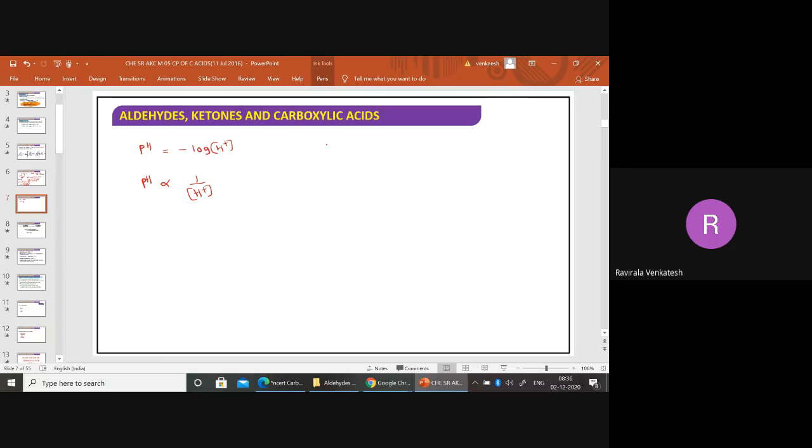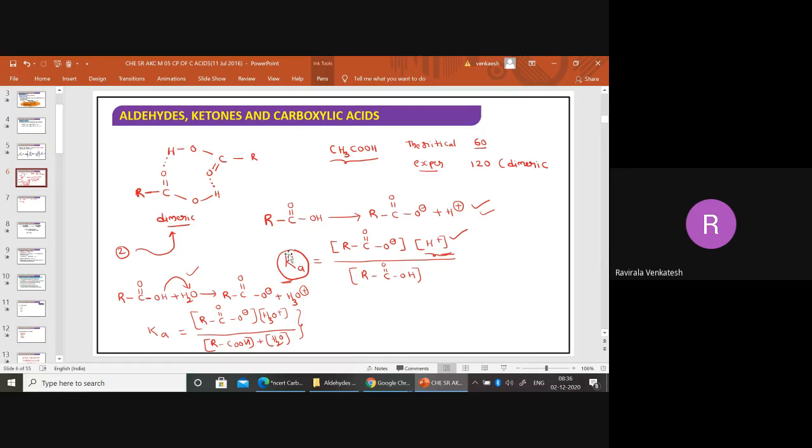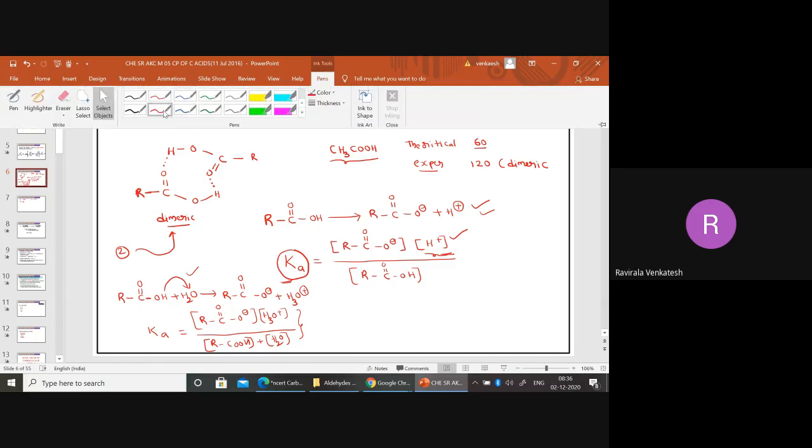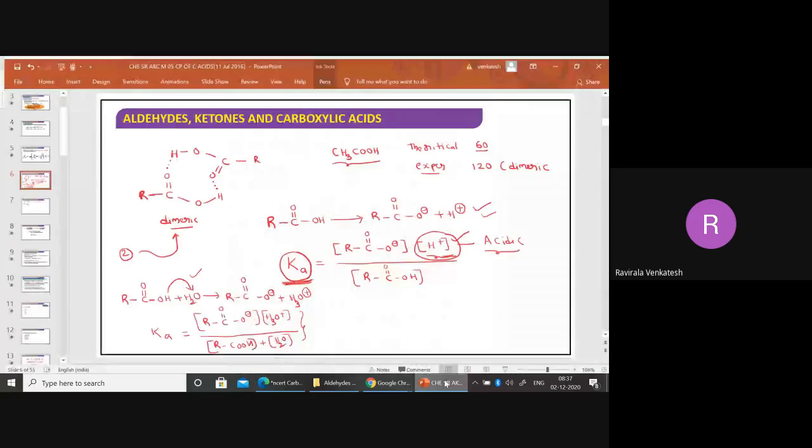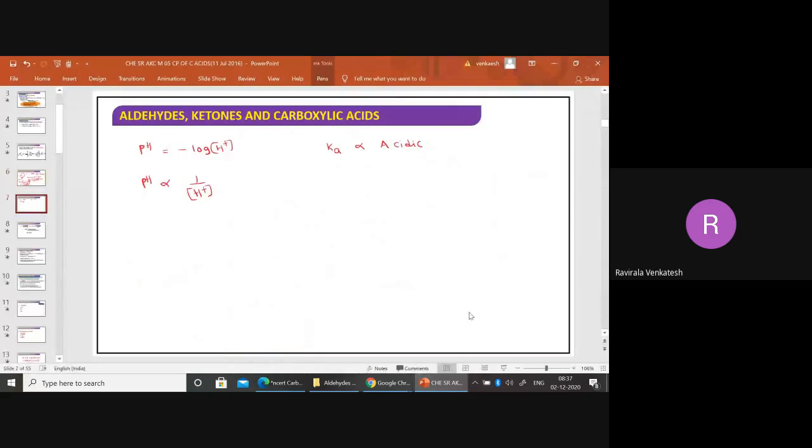Similarly, what I am writing here, dissociation constant Ka is directly proportional to acidic nature. Just now I told you here, Ka is directly proportional to H plus concentration. H plus concentration is nothing but acidic nature. Now, with this I can write Ka is directly proportional to acidic character. So what I have written, you see, Ka is directly proportional to acidic character.